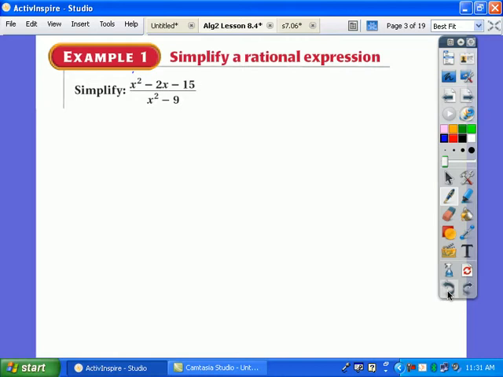So here we go. The top factors into x minus 5, x plus 3. The bottom factors into x plus 3, x minus 3. Now I see I only have multiplication in the top, factors being multiplied. At the bottom I have two factors being multiplied. And now I can simplify. So notice I have an x plus 3 here and an x plus 3 there. Those cancel out and leave us with the remaining rational expression, x minus 5 over x minus 3.